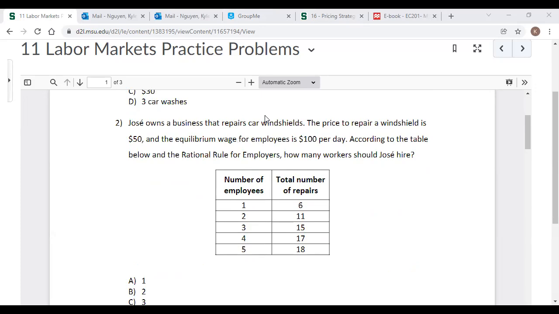2. Jose owns a business that repairs car windshields. The price to repair a windshield is $50, and the equilibrium wage for employees is $100 per day. According to the table below and the rational rule for employers, how many workers should Jose hire? Well, let's write down what the rational rule for employers is.